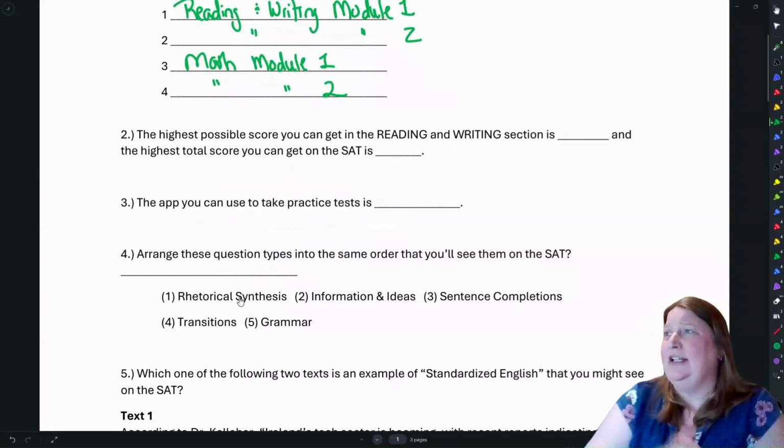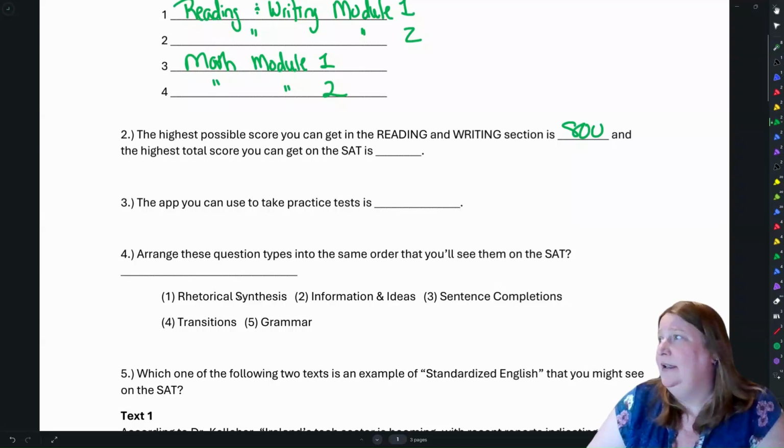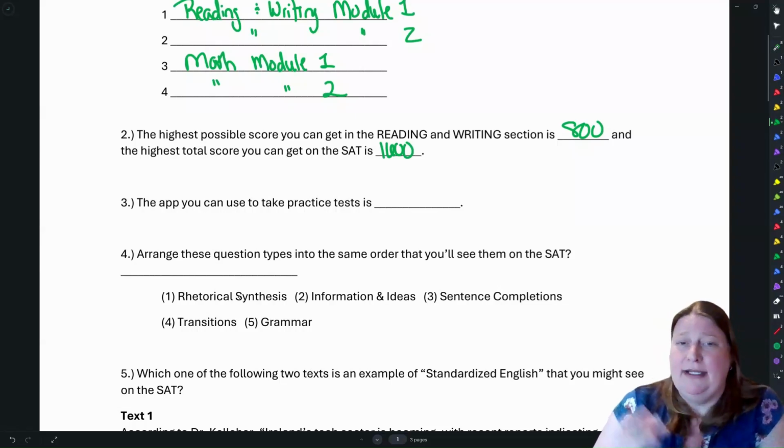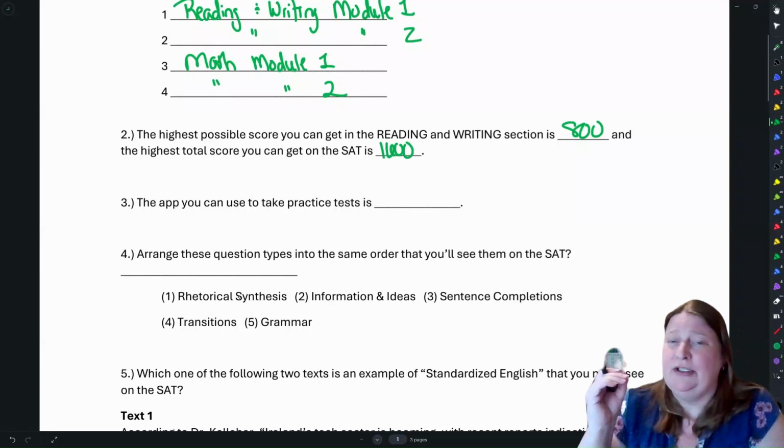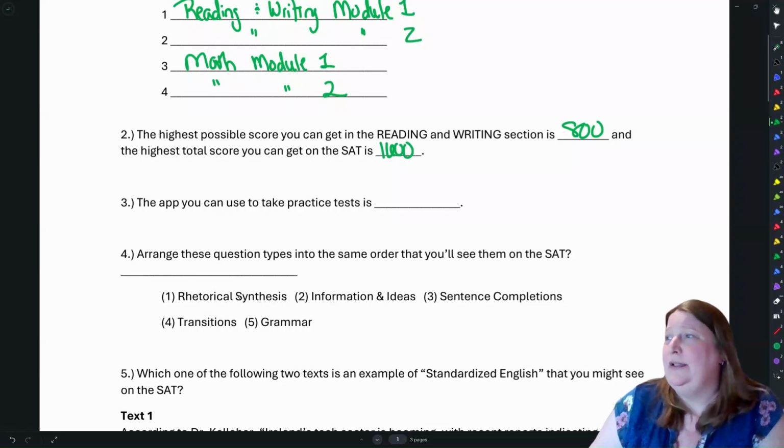The highest score you can get is 800 in one section, and the highest total score is 1600. If you want to take a full-length practice test, which is strongly recommended, you would take that on the Blue Book app.